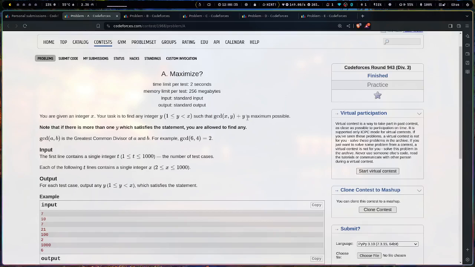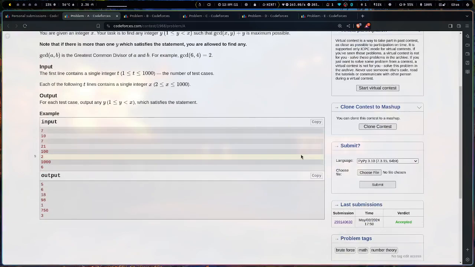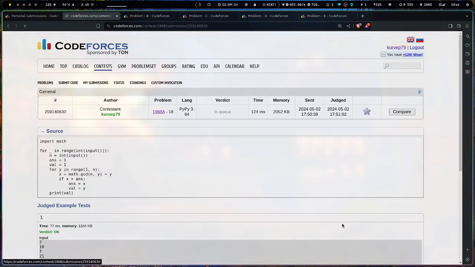We will run a for loop from 1 to x, because y is in between 1 to x. We calculate this term, gcd of x comma y plus y. And if this term is greater than our current answer, then we will update our current answer and save that y in our value, such that this y is giving us the maximum answer. So we will just directly see the solution.